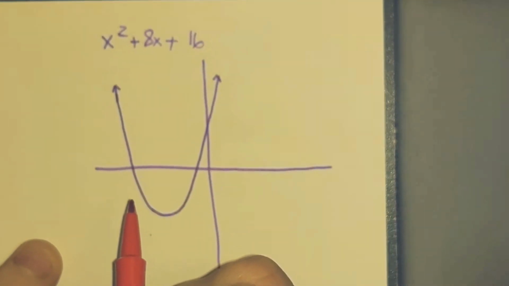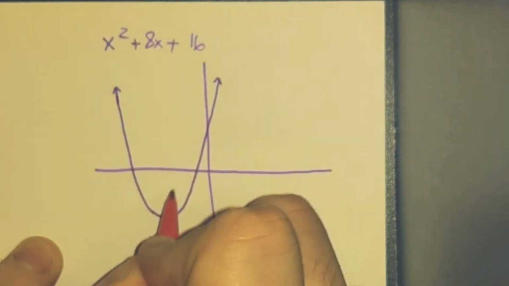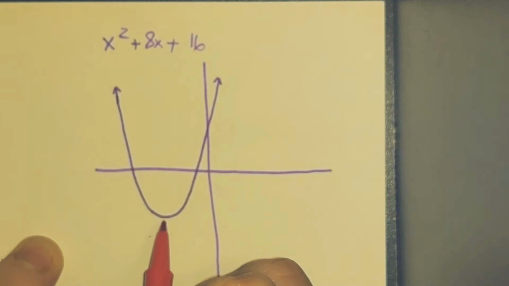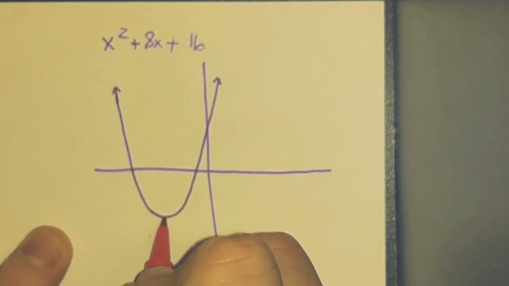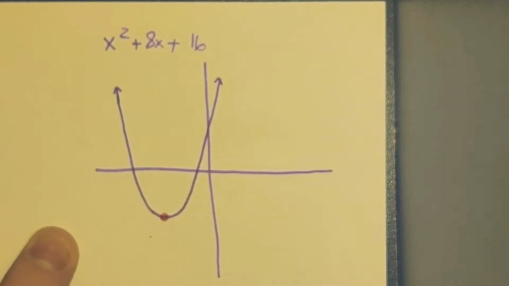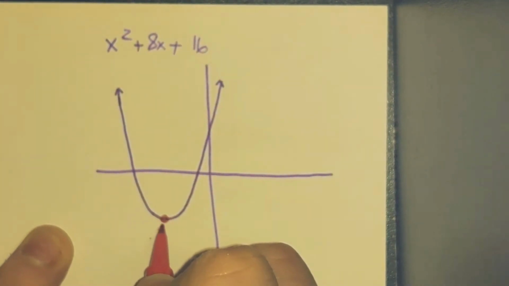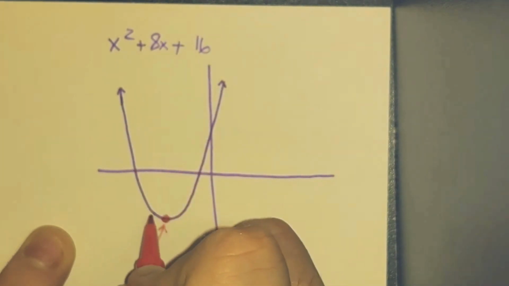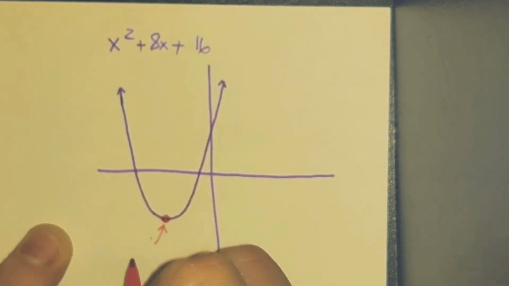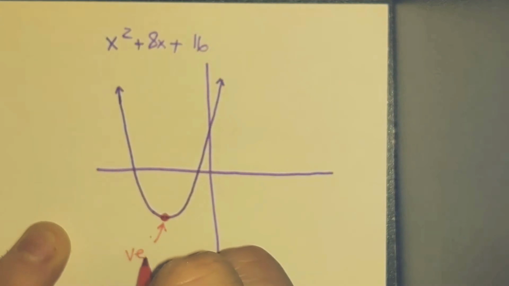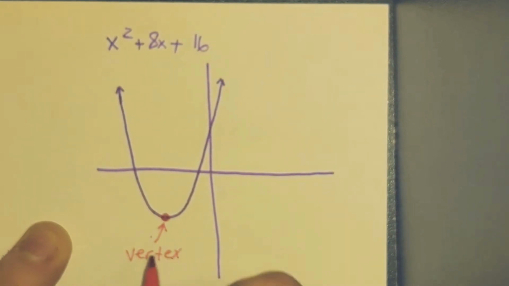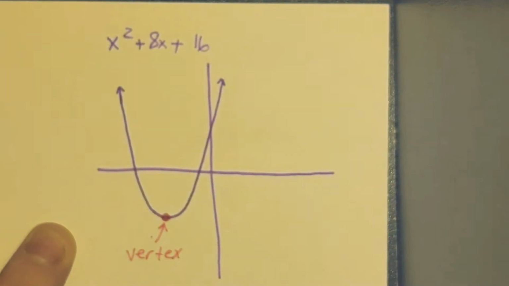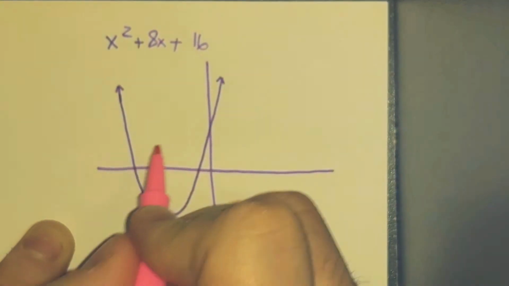Now, what you need to know is on this parabola here, there are different features. So there are 4 different features. The first one, at the very bottom there is a point that is either the lowest point of this parabola or the highest point. That is called the vertex. Every parabola is going to have a vertex.